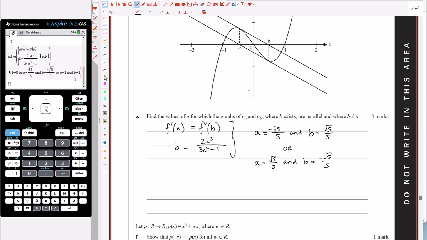And then I've just done a quick reread of the question before I go on. Find the values of A for which, okay, and so therefore it is A equals plus or minus root 5 on 5.